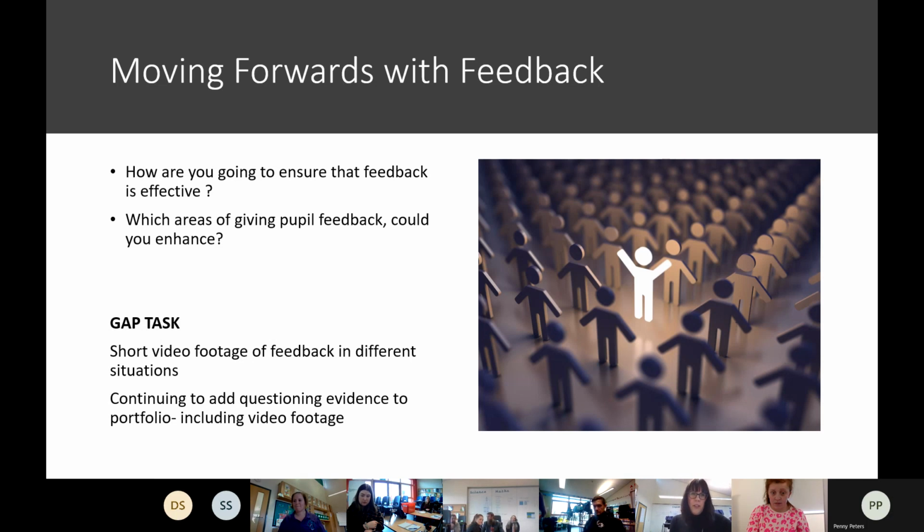What about red? What do you think? How are you going to ensure feedback's effective, and which areas do you need to enhance, do you think?